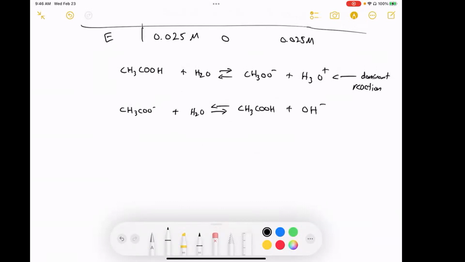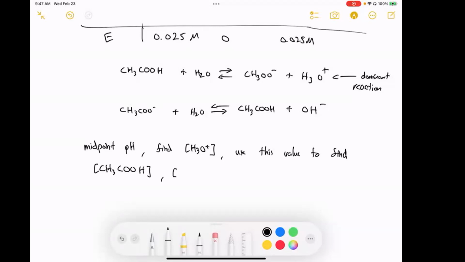So at the midpoint, the midpoint pH will give you your H3O plus concentration, and then you can use this value to find the concentration of acetic acid and the concentration of acetate. So let's just go over this one more time, because this might be a little bit confusing.